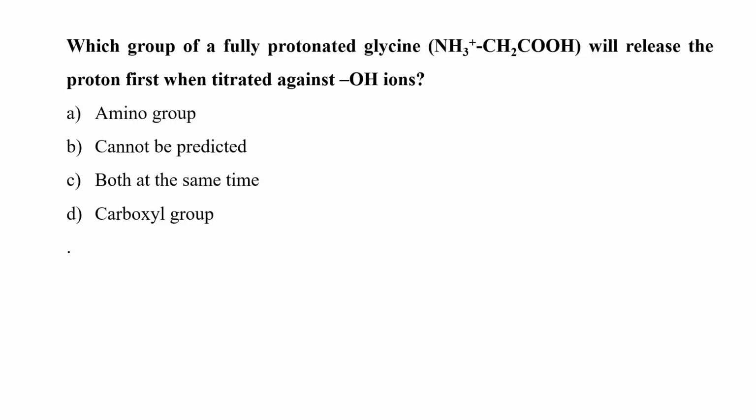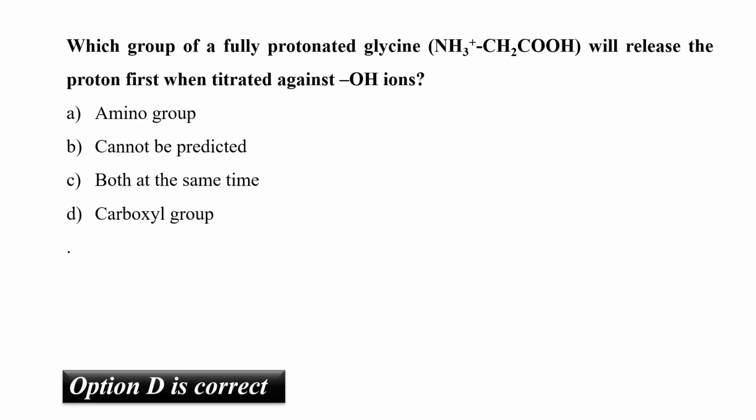Which group of a fully protonated glycine will release the proton first when titrated against hydroxyl ion? Amino group, cannot be predicted, both at the same time, or carboxylic group. Generally, in alkaline condition, the carboxylic group releases its proton easily. Once all the protons are extracted from the carboxylic group, then generally, as a rule, the amino group gets deprotonated. So the carboxylic group in any amino acid releases its proton first, followed by the amino group. So option D is the correct answer.